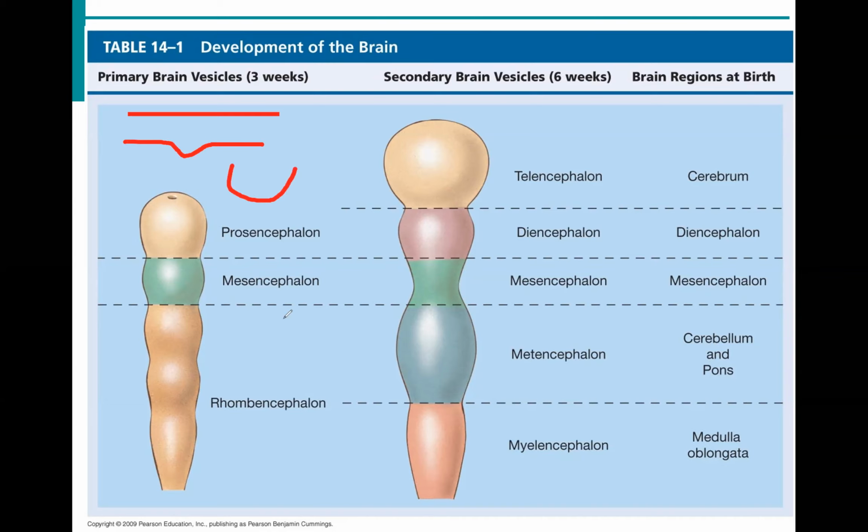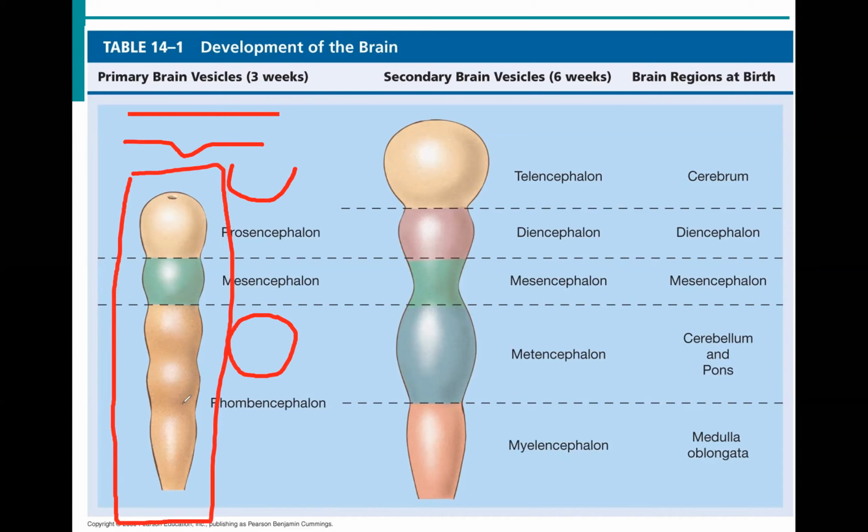And that neural crest eventually forms a hollow circular tube of cells that we call the neural tube. And that's what we are showing right here. This bumpy structure is our neural tube at 3 weeks of development. Very, very early in the developmental process.